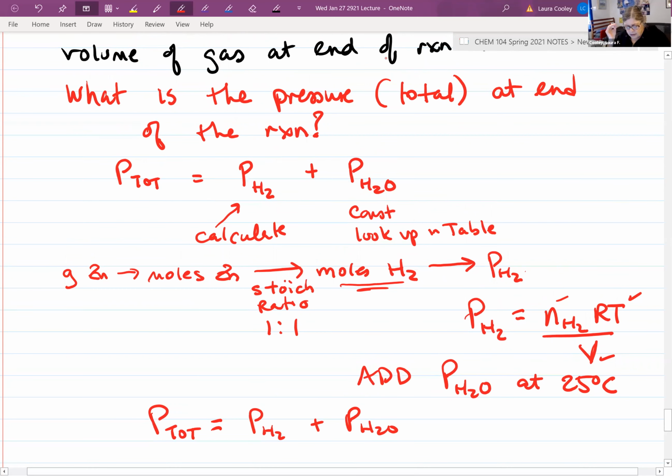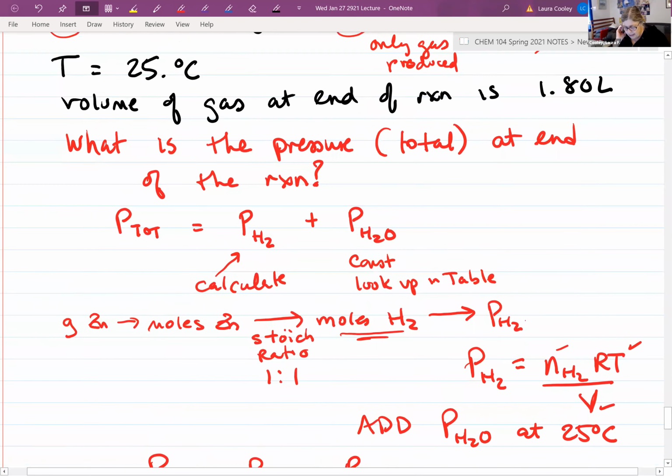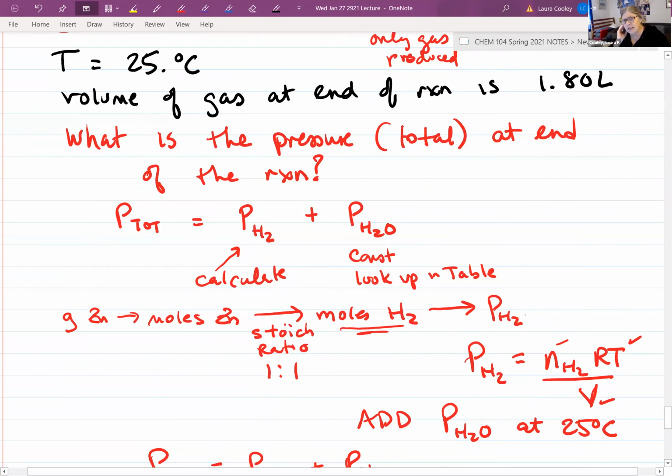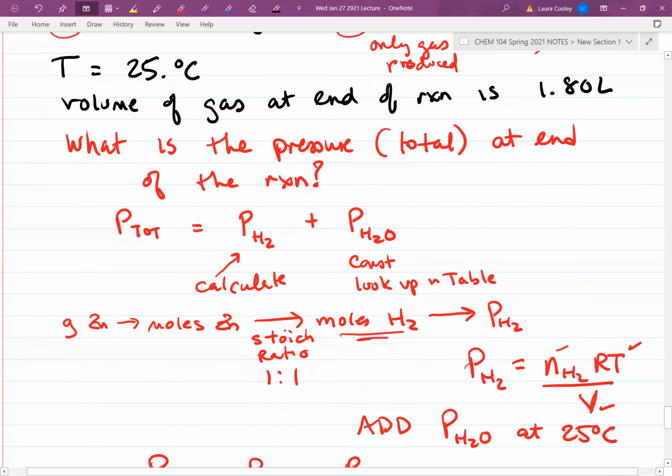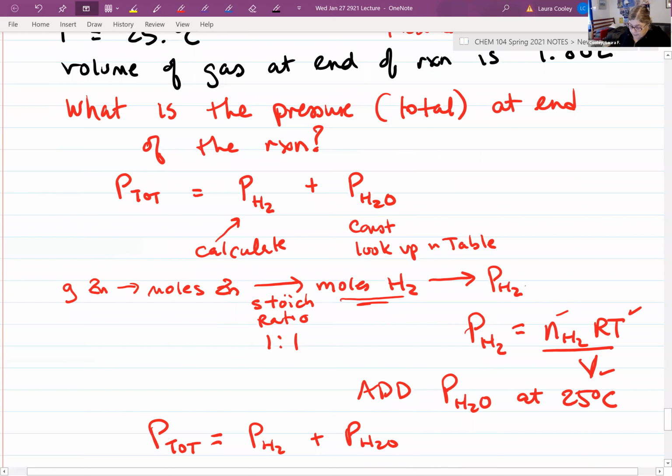Does anyone need me to explain anything about this method before I just go ahead and do it? Yeah, can you explain that last part one more time? Oh, so which last part? Adding the pressures together to get the total pressure? Yeah. Right before that, I mean.